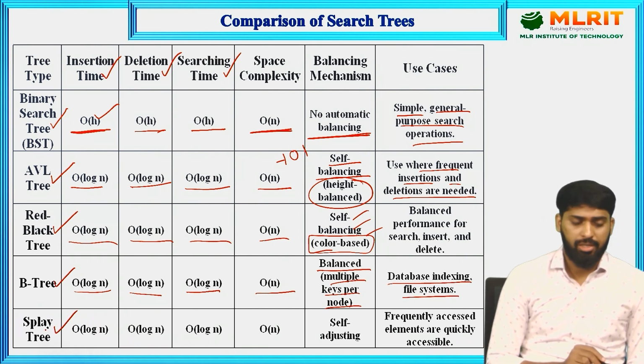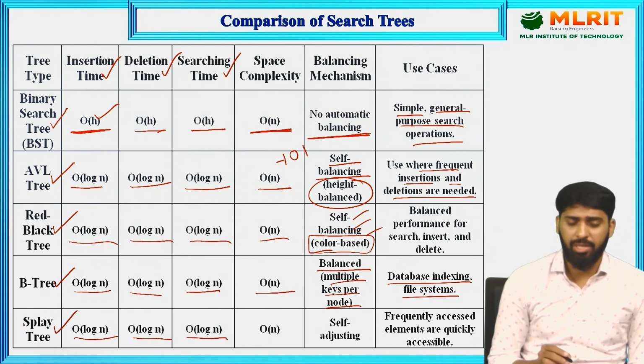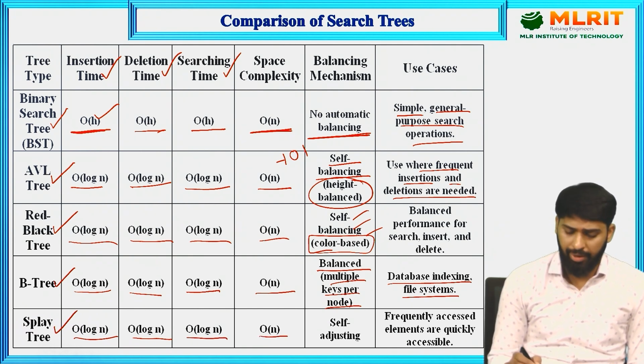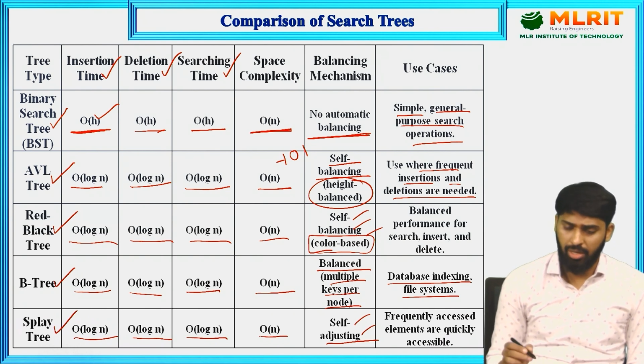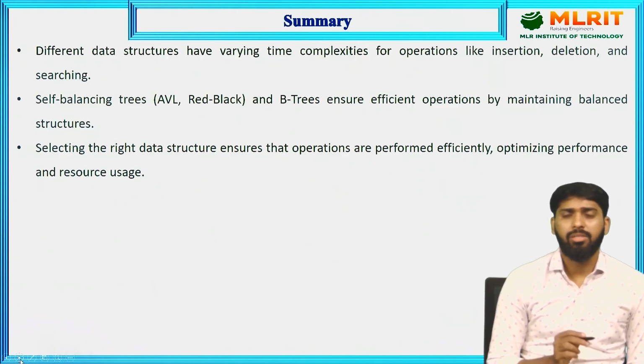Splay tree. Splay tree insertion time, big O of log n. Deletion time, big O of log n. Searching time, big O of log n. And space complexity is big O of n. It is also self-adjusting. Here, newly inserted data or recently accessed data becomes the root. So here the use case is that frequently accessed elements are quickly accessible. So this is about the comparison of different search trees.